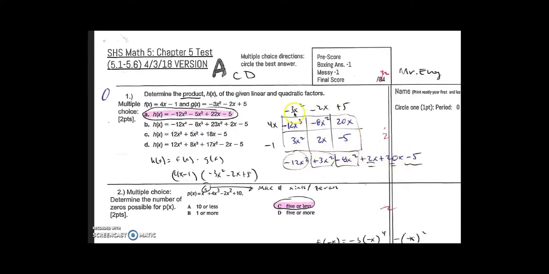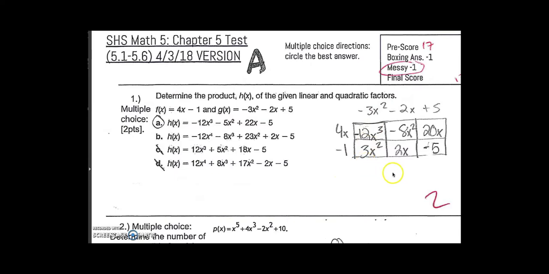You also notice in the box method, the area model, that if there are no missing terms and they're in descending order, then diagonally you'll see the like terms. So negative 12x to the third, 3x squared and negative 8x squared becomes negative 5x squared. 2x and 20x is 22x, and negative 5, so that would be choice A. Here is some student work showing the area model correctly.